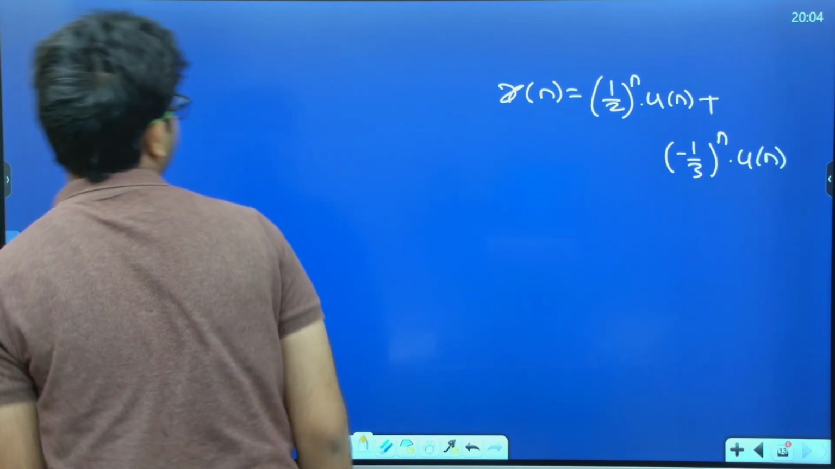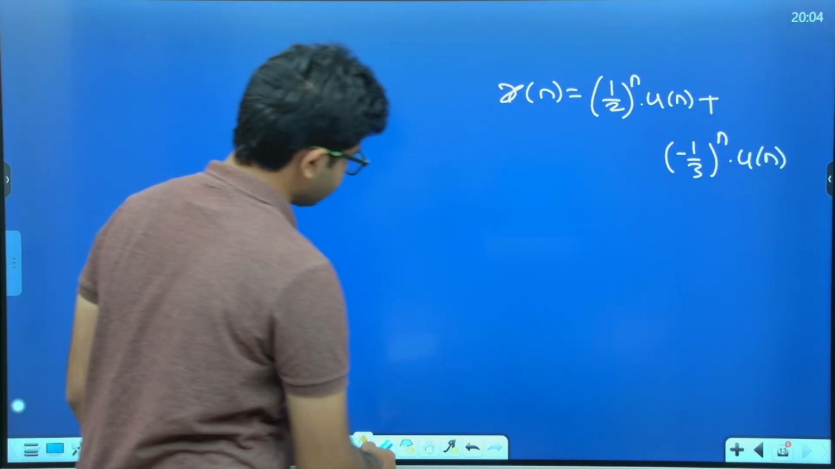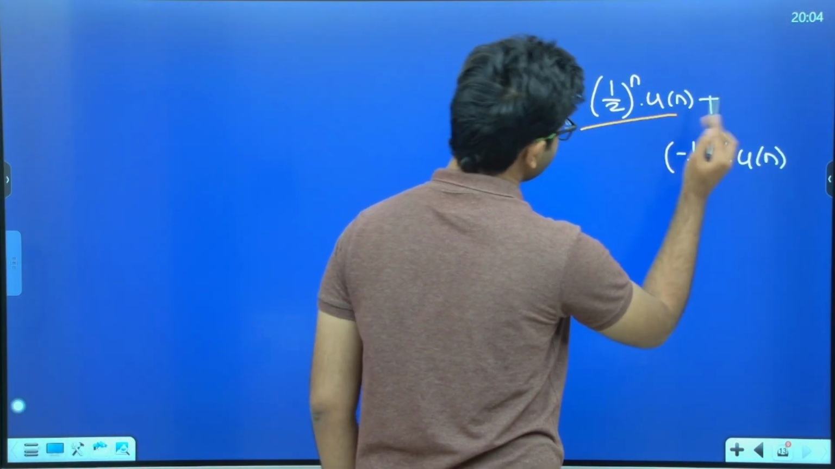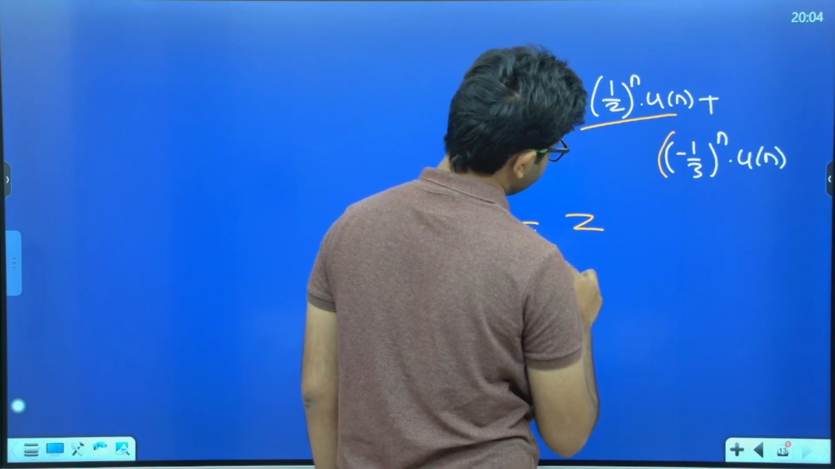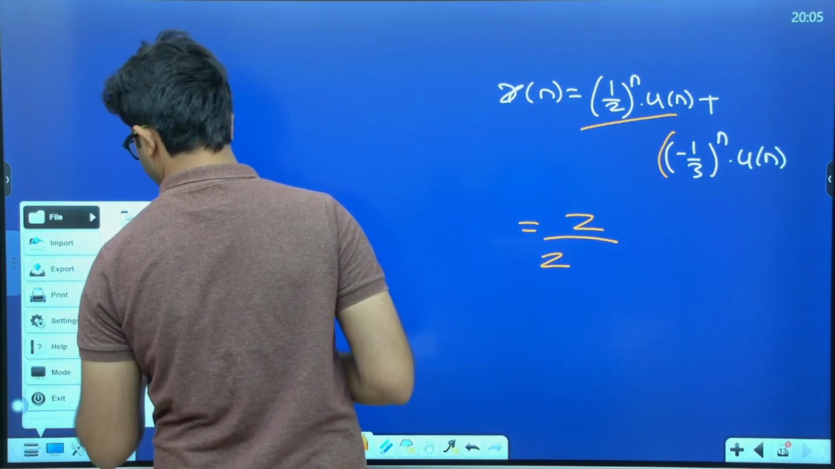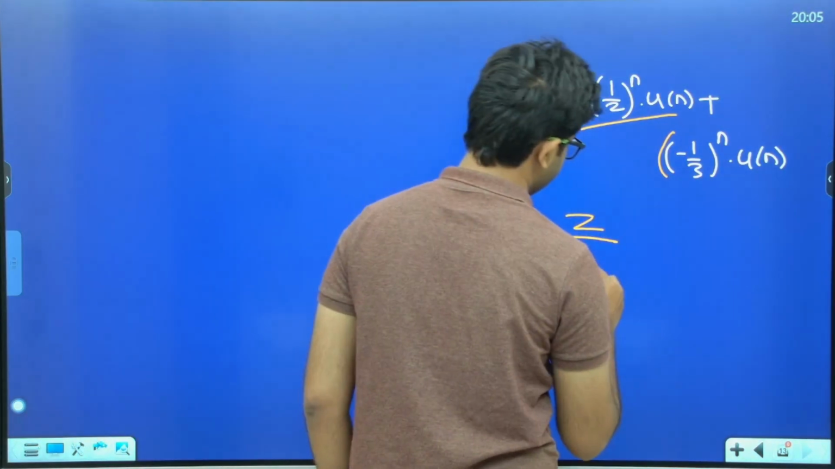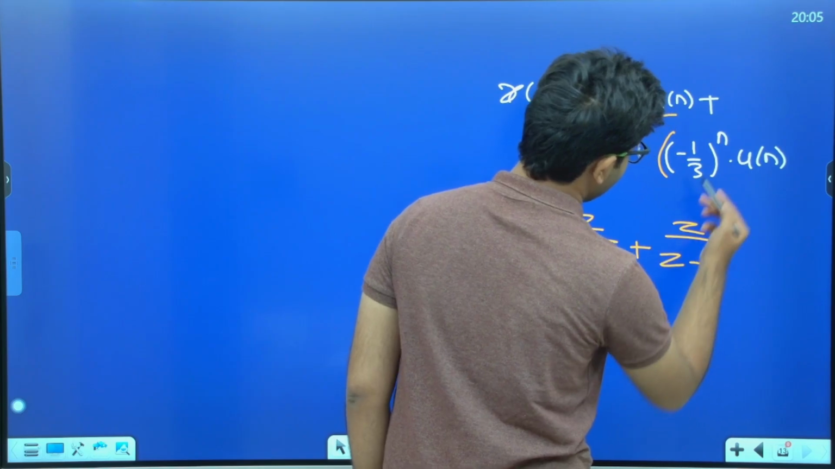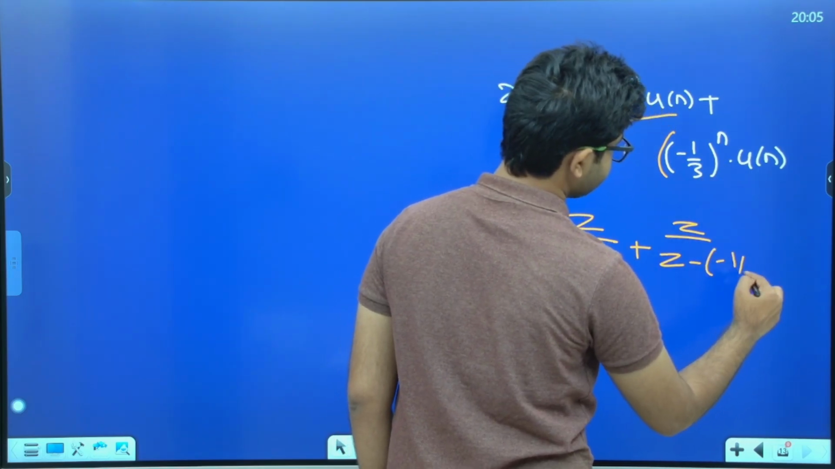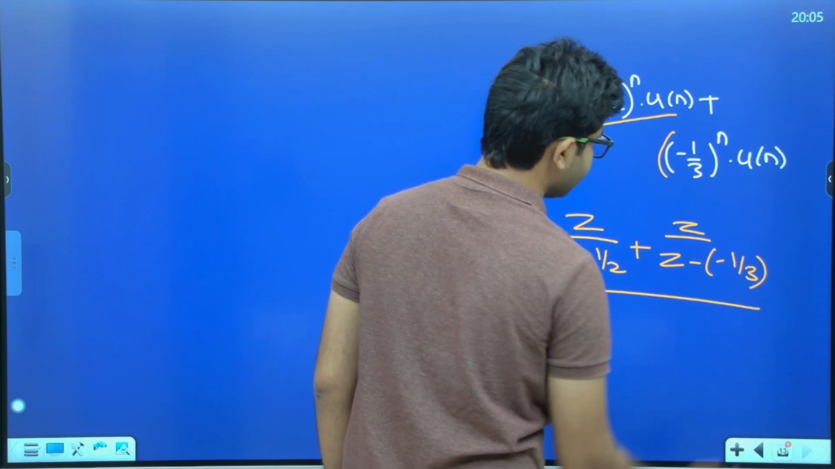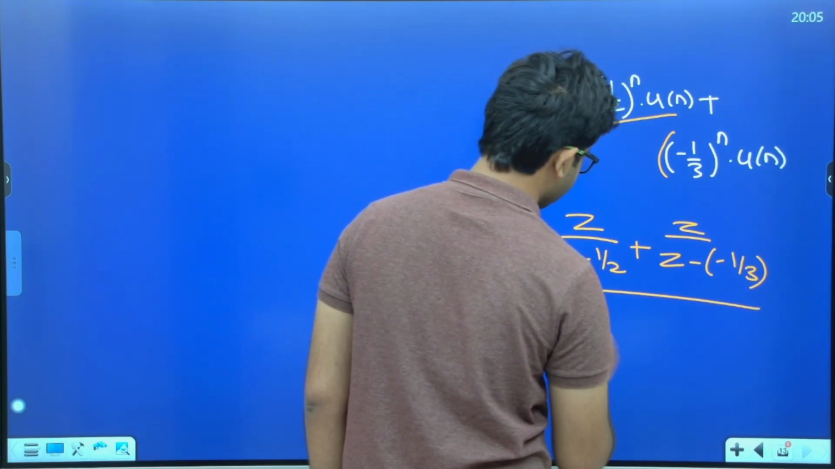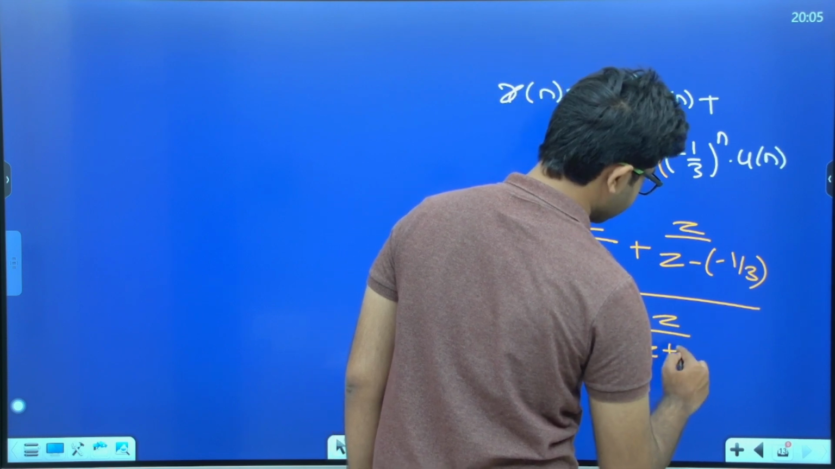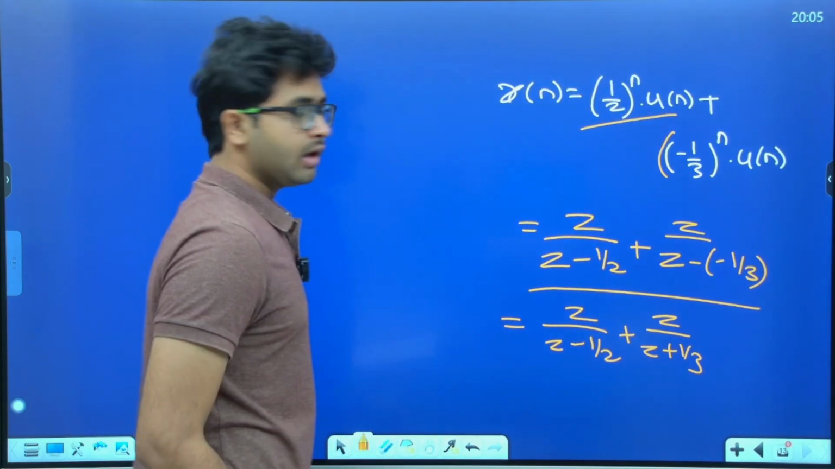It's very simple: if a raised to n u of n is given, we can simply write it as z upon z minus a. So by just watching this example, I can write z upon z minus 1 by 2 plus z upon z plus 1 by 3. So this will be my expression. Simplifying further, z upon z minus 1 by 2 plus z upon z plus 1 by 3. This will be the X of z.